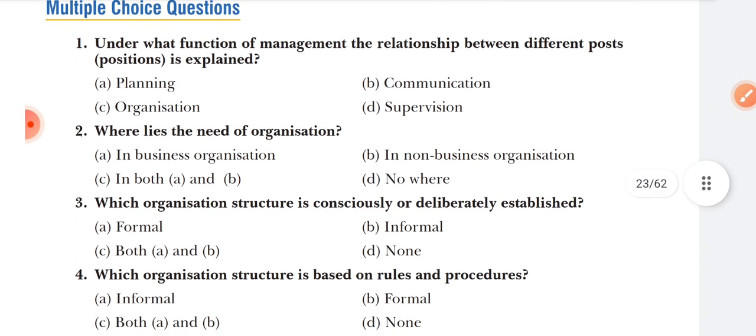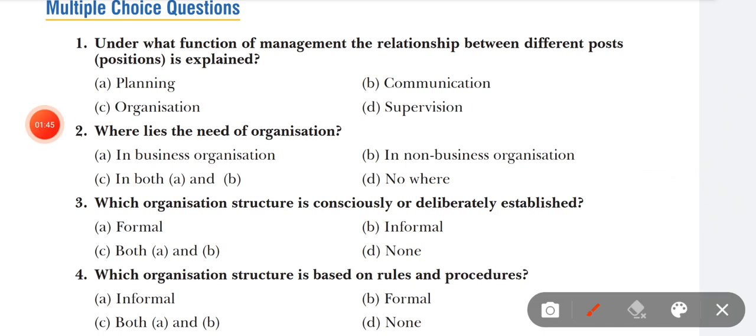Now question 4. Which organization structure is based on rules and procedure? Option A, informal. Option B, formal. Option C, both A and B. And option D, none. And the correct option of this question is option B, formal.